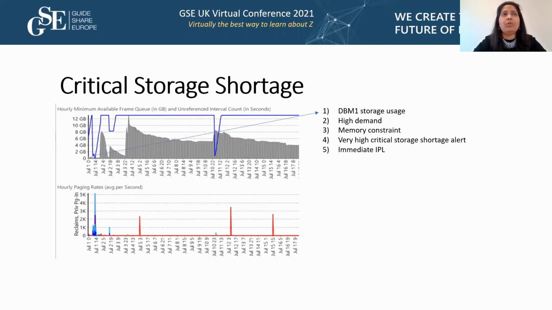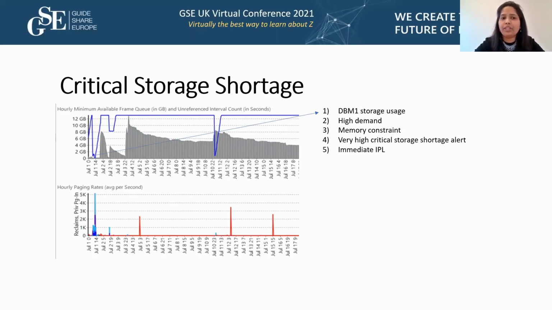One of my customers very recently did an IPL due to a critical storage shortage alert. Here you can see the 12 GB. This is for the available frame queue size. And you can see on July 1st, you can't find even 1 GB of available frame queue during that time period. The second graph, in light blue and dark blue, indicates the paging rate. So a 5K paging rate was recorded during that time.